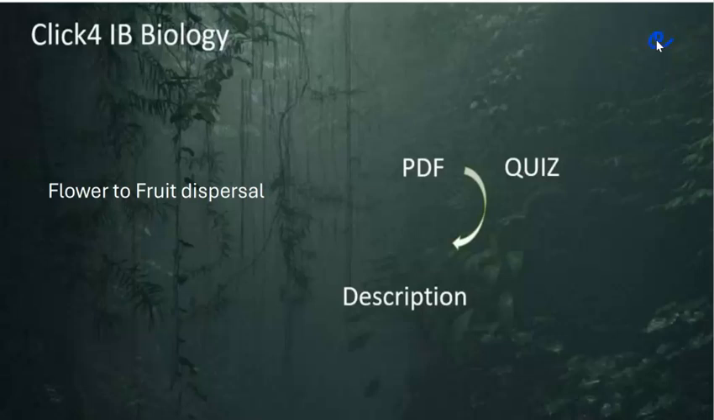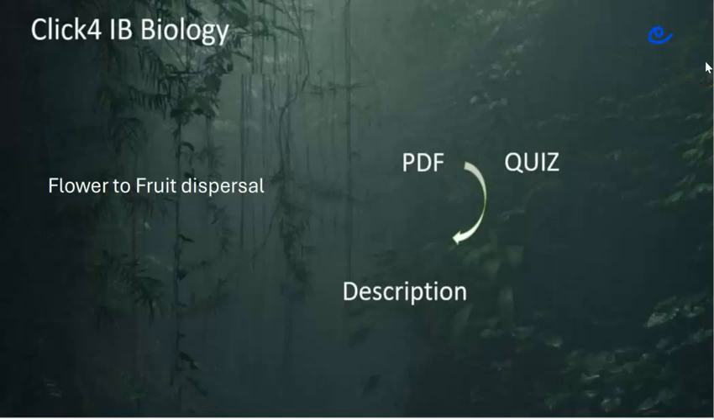In this particular topic, we're looking at D3.1 reproduction. And in this video, we're going to be looking at how the flower leads to the fruit dispersal, which in turn, of course, leads to the seed dispersal.